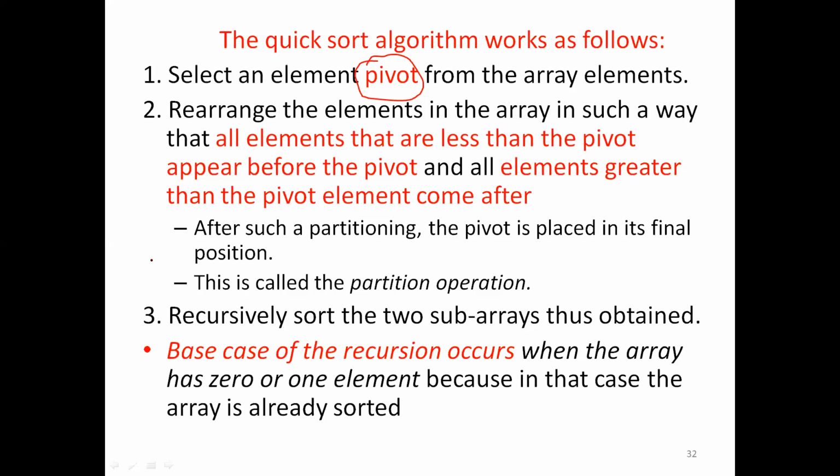After such a partitioning, the pivot is placed in its final position. This is called the partition operation. Then recursively sort the two subarrays thus obtained. The base case of the recursion occurs when the array has 0 or 1 element, because in that case the array is already sorted. Same as in the methods we discussed, with 0 or 1 element in an array, it is already sorted. The same thing here also.